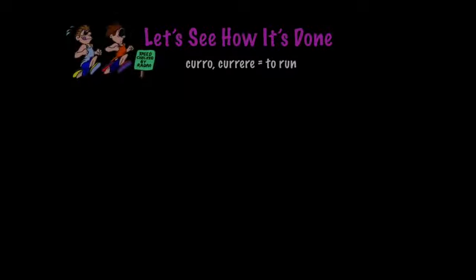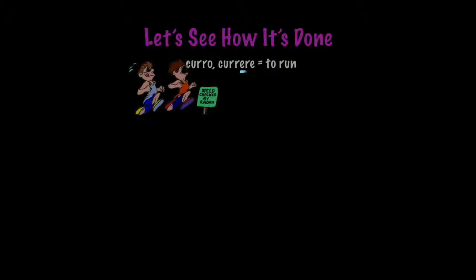Now let's look at a new verb, curro, currere, to run. Notice that its infinitive ends with ERE, and its first principal part ends with O. That makes it a third conjugation verb. Remember that when you write the I form of the present tense, all you need to do is copy the first principal part of the verb. Do not follow the three-step process.